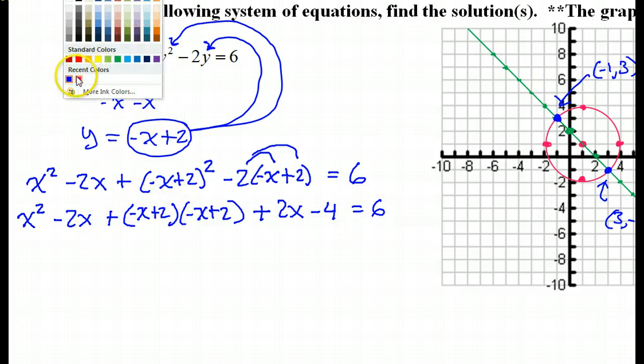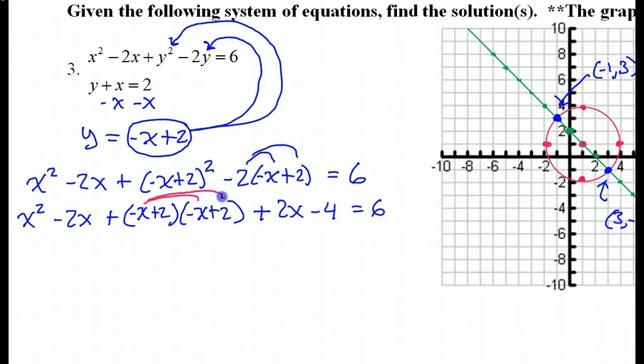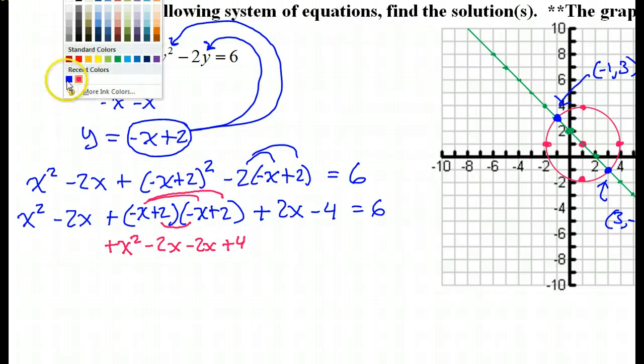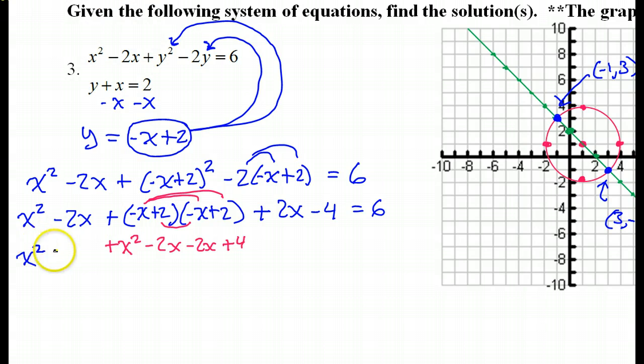Meanwhile, I need to double distribute right here. So for example, negative x times negative x is positive x squared. Negative x times 2 is negative 2x. And then 2 times negative x is negative 2x. And 2 times 2 is 4. Now just bringing everything else down, I've got x squared minus 2x plus all this, and plus 2x minus 4 equals 6. So I need to clean all this up.